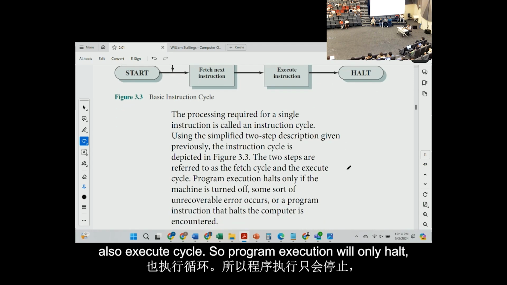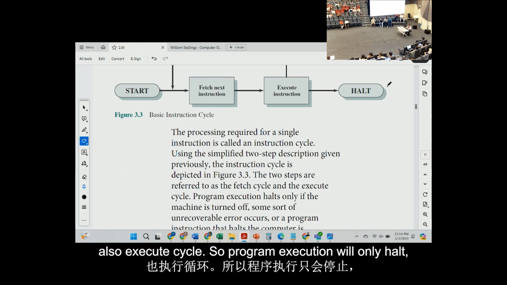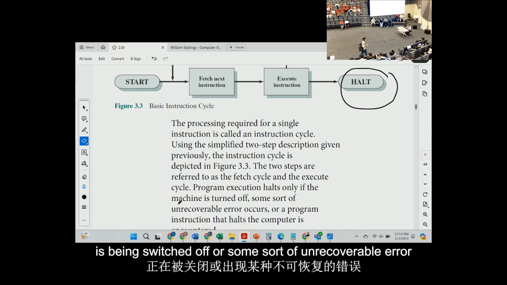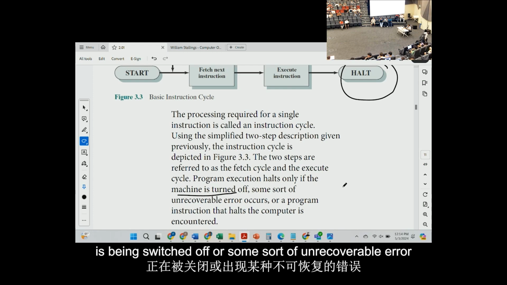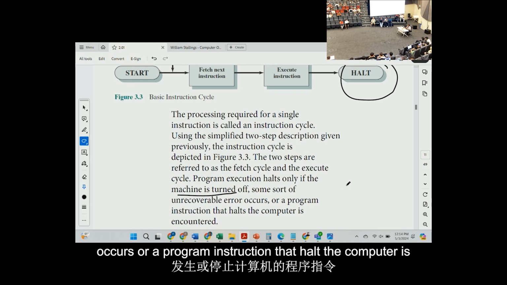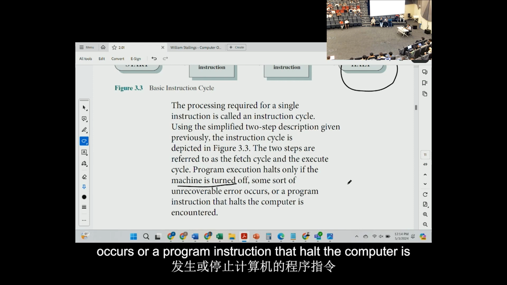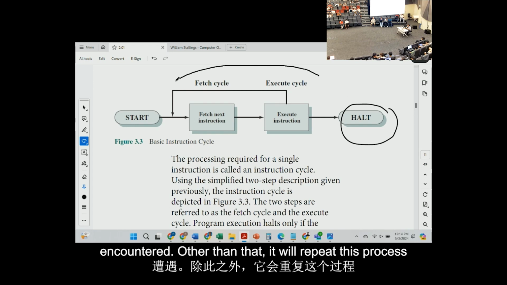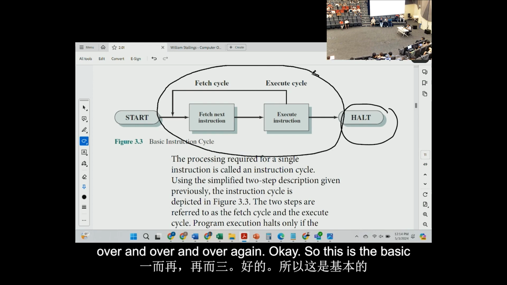Program execution will only halt, meaning that it will only stop, if the machine is switched off or some sort of unrecoverable error occurs, or a program instruction that halts the computer is encountered. Other than that, it will repeat this process over and over again.